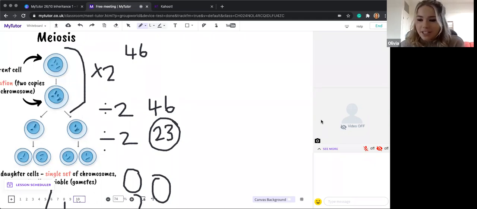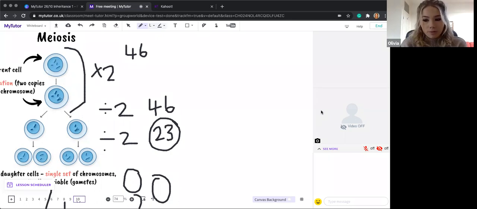Does the AQA specification include everything you need to know? Yeah, it should generally include most things that you need to know. Sometimes it will give you a starting point for things. So it might tell you the structure of DNA. It doesn't tell you the structure of DNA in the specification. It just tells you that you need to know that.